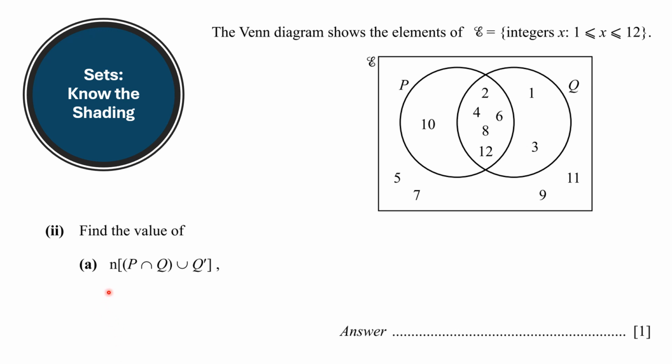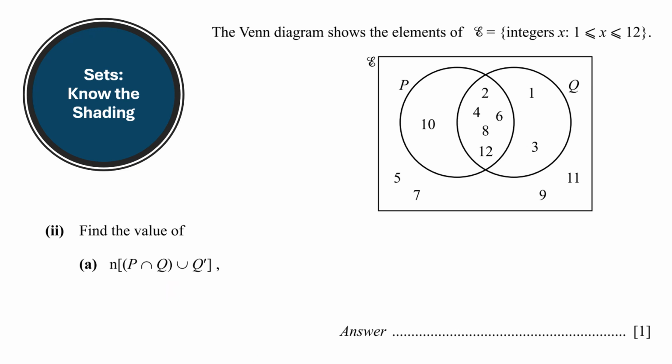So over here, you are supposed to write down the value of this set, the number of elements in this set here. Before we are able to find out what the number is, we must first be able to do the shading. So we need to know exactly where this region is. So to do that, let's do the shading.